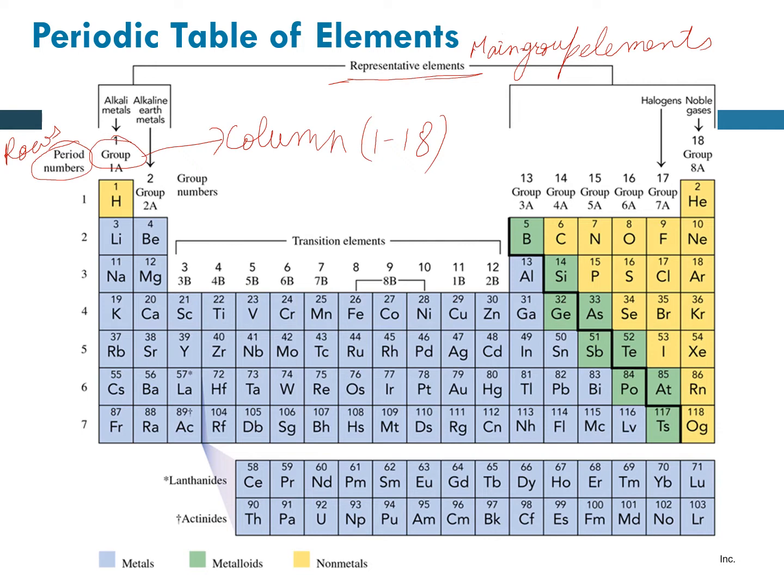Okay, and everything right here in the middle. Oh, okay, there we go. So right here, whatever you see in the middle is referred to as the transition elements of the periodic table. This middle portion is called the transition elements.